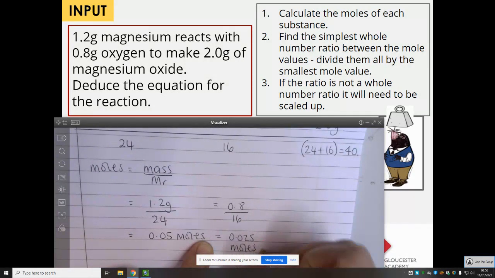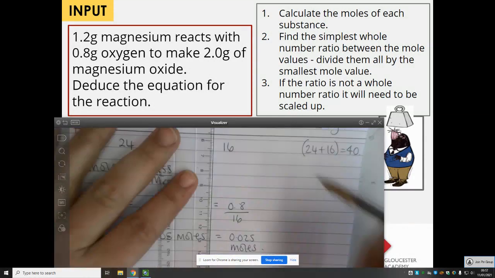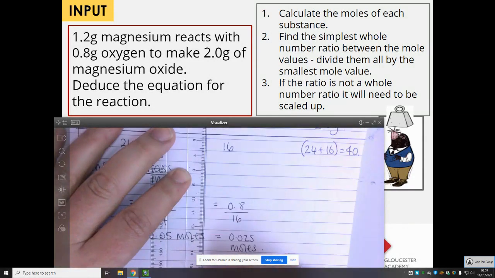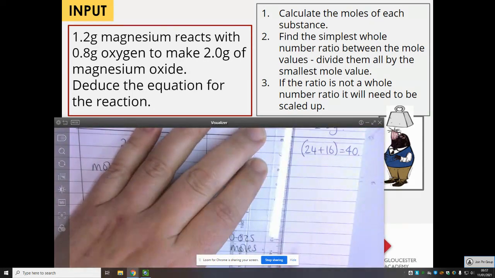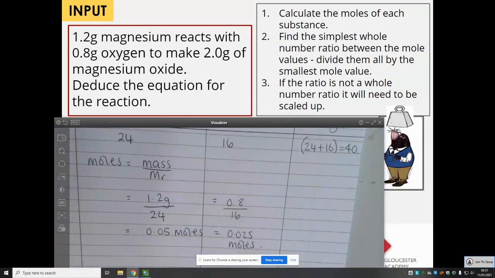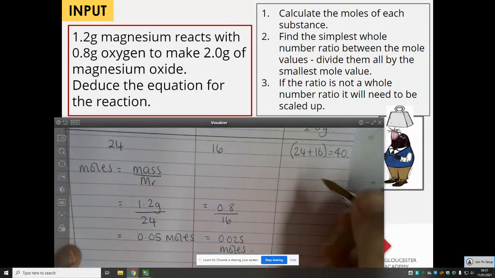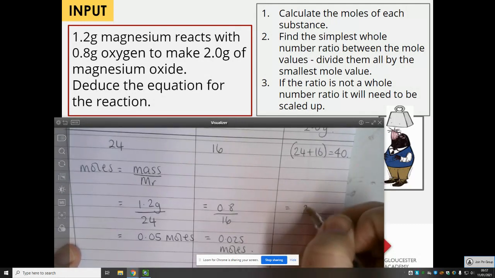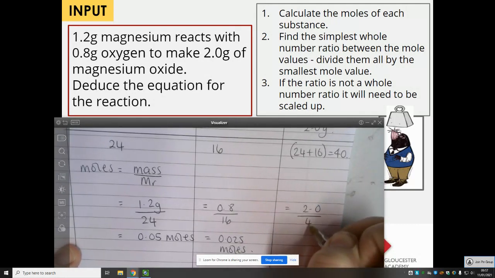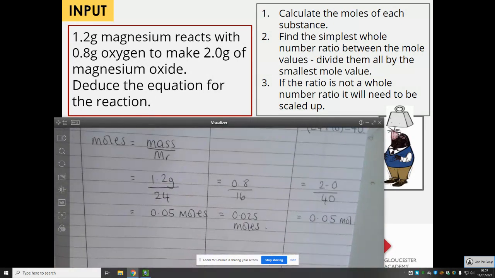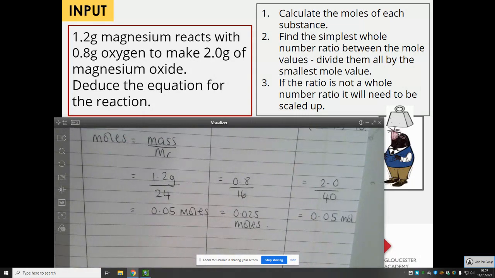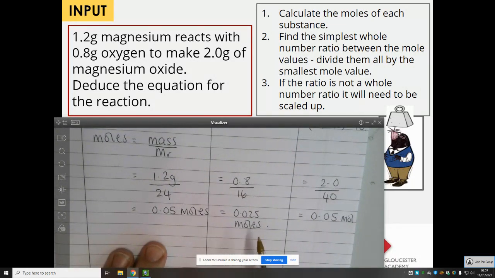Please use your calculator. I'm putting the lines in just to make it a bit clearer for you. And then finally I've got 2 grams over 40, which again equals 0.05 moles. So I've worked out how many moles I have of each. Now remember, we need to find the simplest mole value.